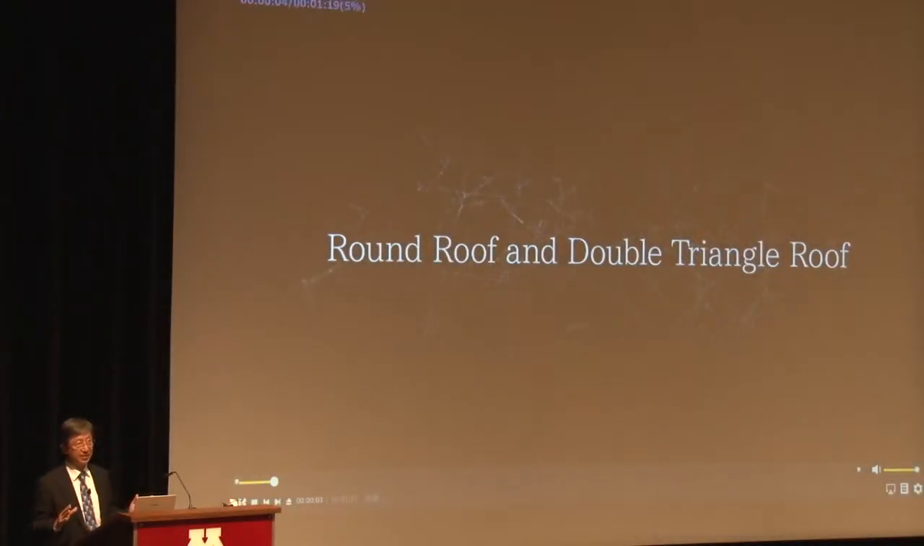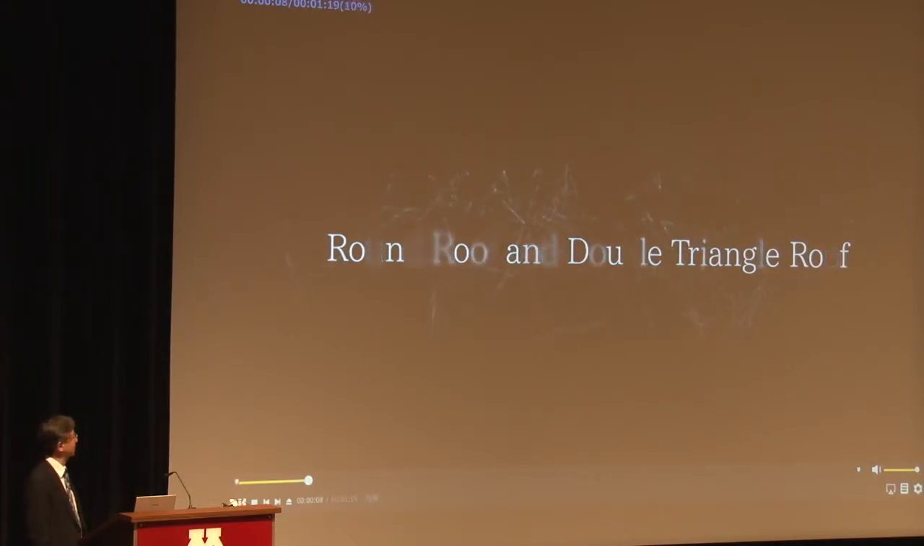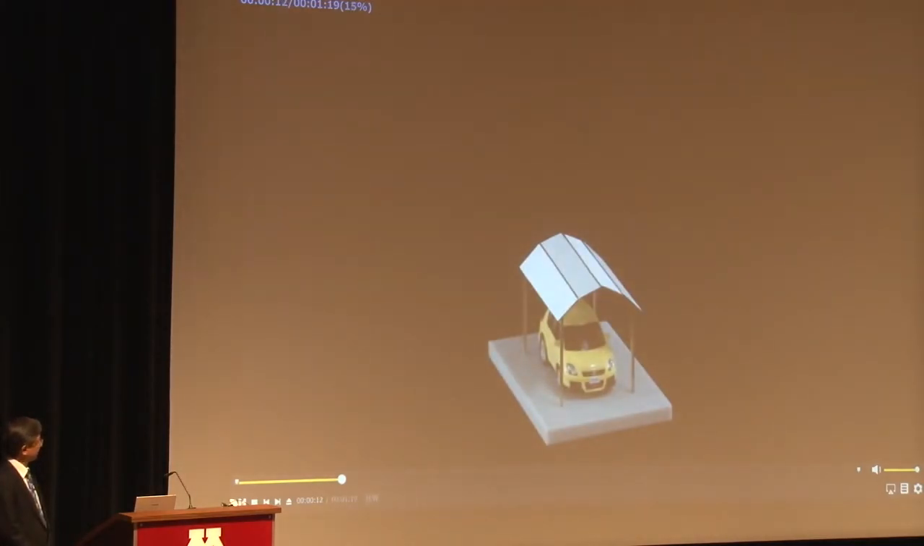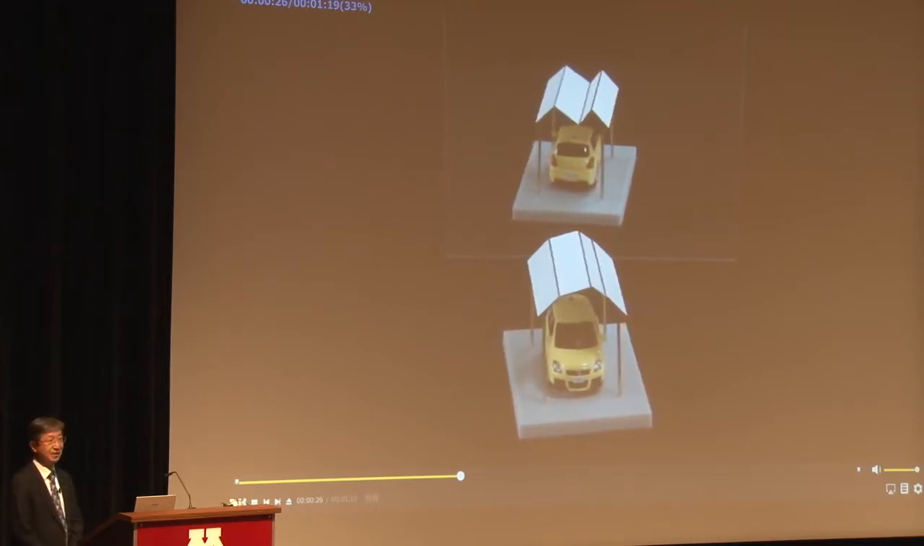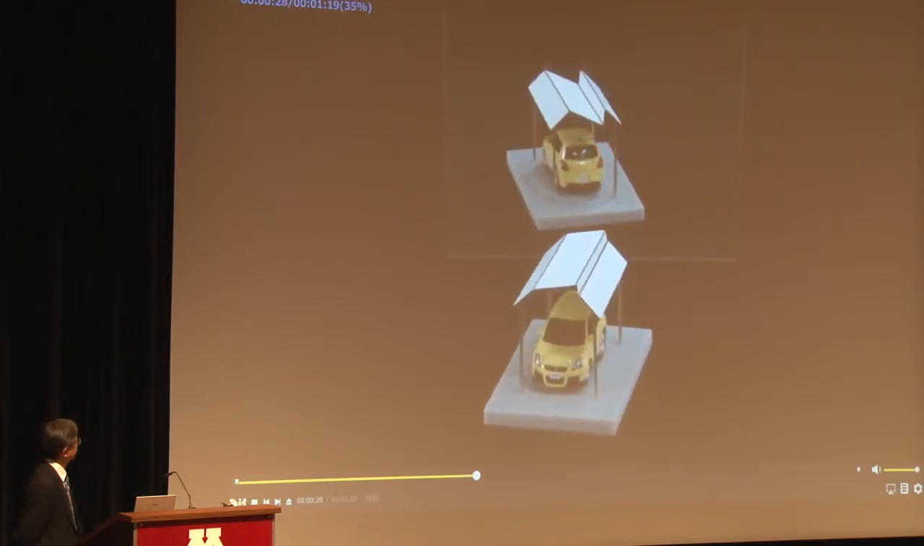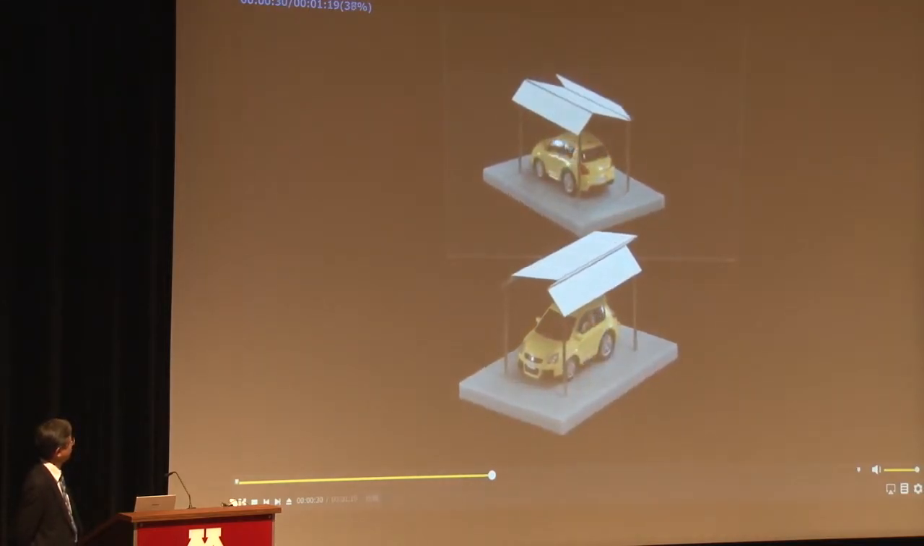So we use a mirror to give you the two-direction view simultaneously. This is a miniature garage, and please look at the roof. Now the mirror is coming. The roof's direct view and mirror image are quite different, but they come from the same object. That can be understood when we rotate it.